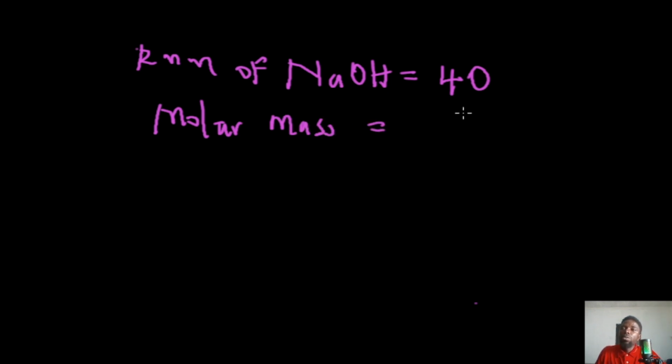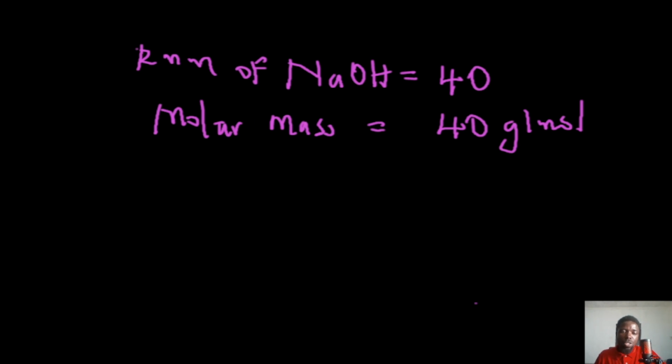But this time around, it is going to have a unit. The unit of molar mass is gram per mole. So just have that in mind, that if the relative molecular mass of a substance is something, the molar mass is simply that same thing numerically, but then it has a unit. And what is the unit we are dealing with here? Gram per mole. So let's continue.